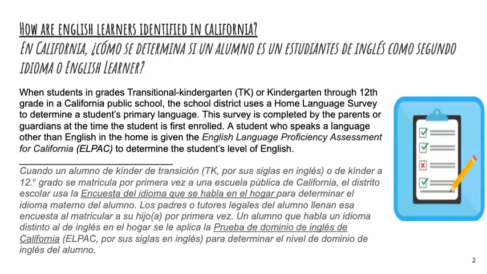When students enter a California public school for the first time, the school district uses a home language survey as part of the enrollment paperwork to determine a student's primary language. This survey is completed by the parents or guardians at the time the student is first enrolled. A student who speaks a language other than English in the home is given the English Language Proficiency Assessments for California, also known as ELPAC, to determine the student's level of English.